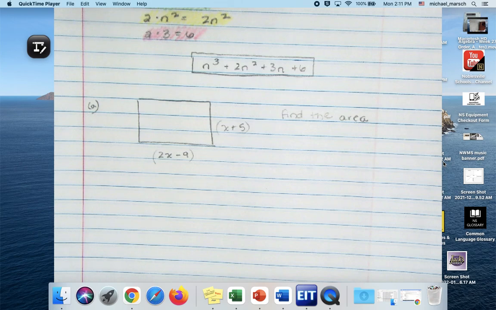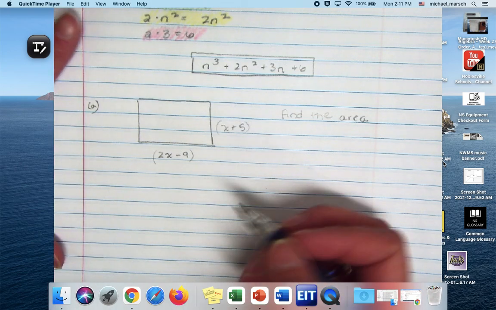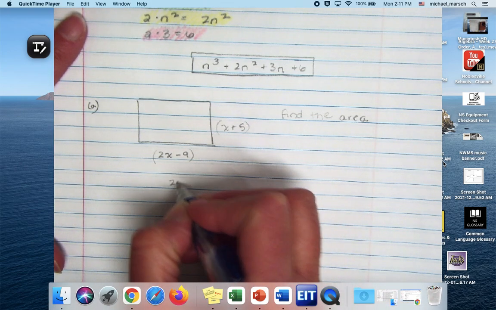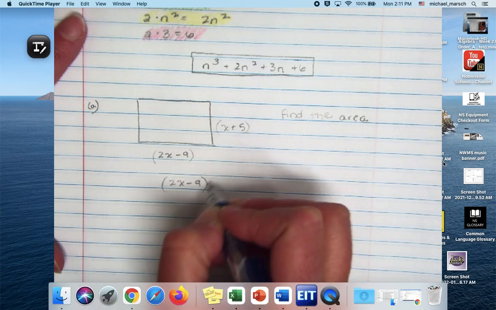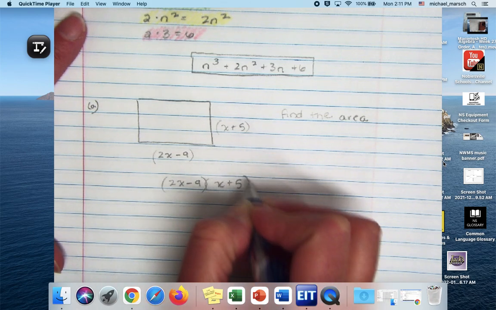I heard someone say it. You just have to multiply them. Yeah, because how do you find the area of a rectangle? Length times width, right? So this is just going to be like what we were doing before. 2x minus 9 times x plus 5.